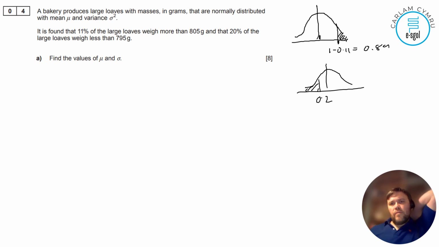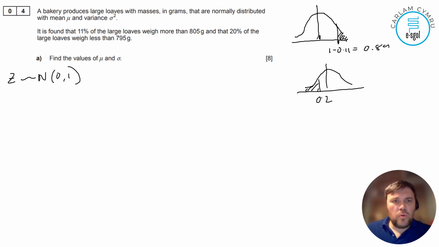Because we don't know the values of mu and the standard deviation, because let's be honest, that's what we've been asked to work out, we're going to have to use Z, which is for the normal 0, 1. These are the standardized values. So once we've used Z for N equal to 0 and 1, let's do the first one.